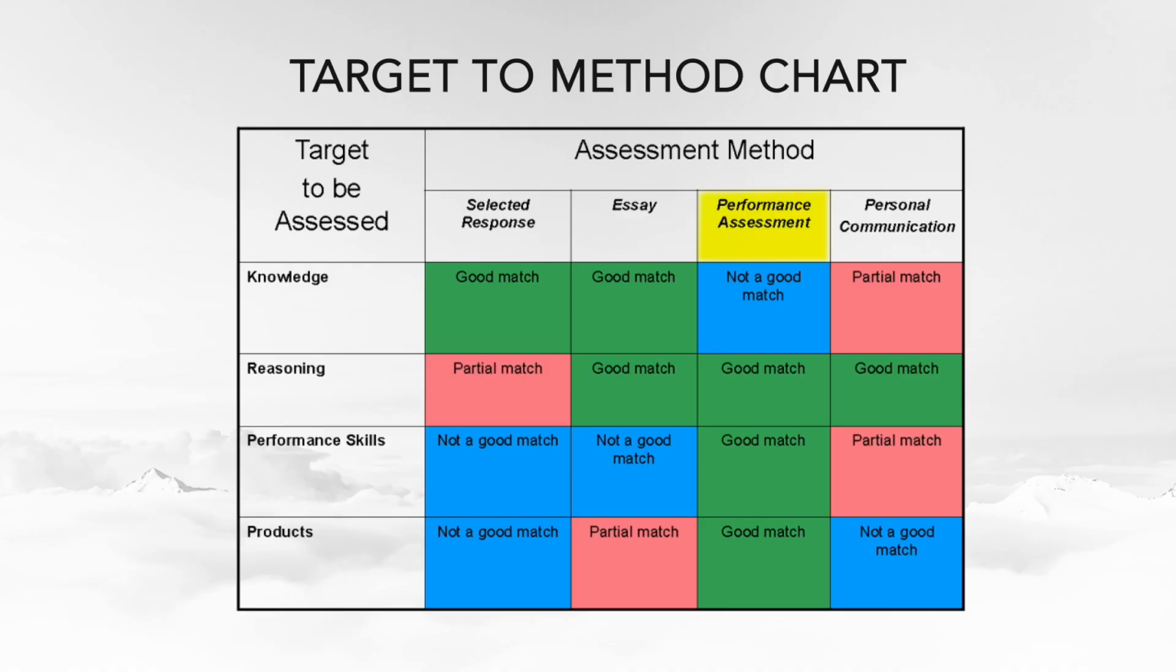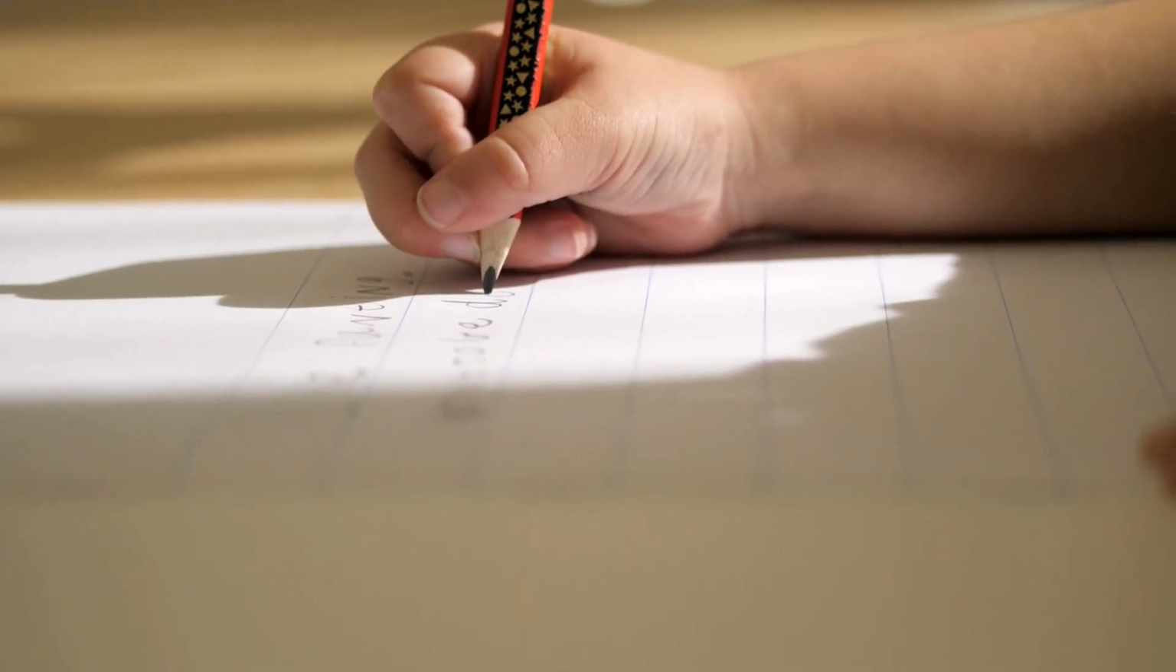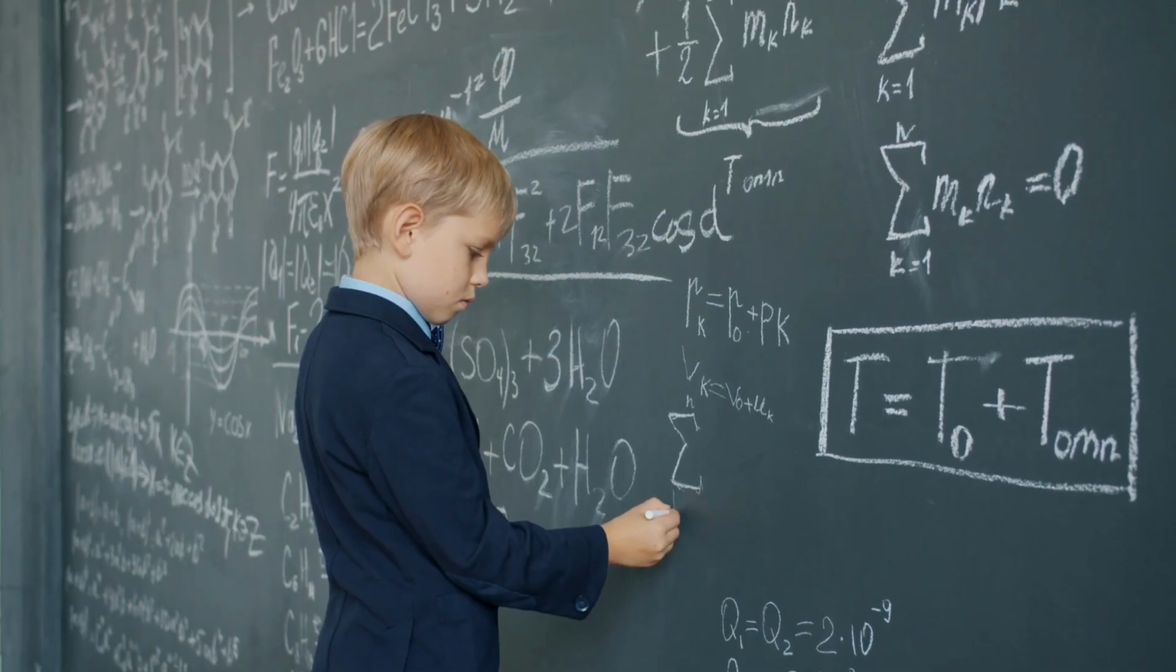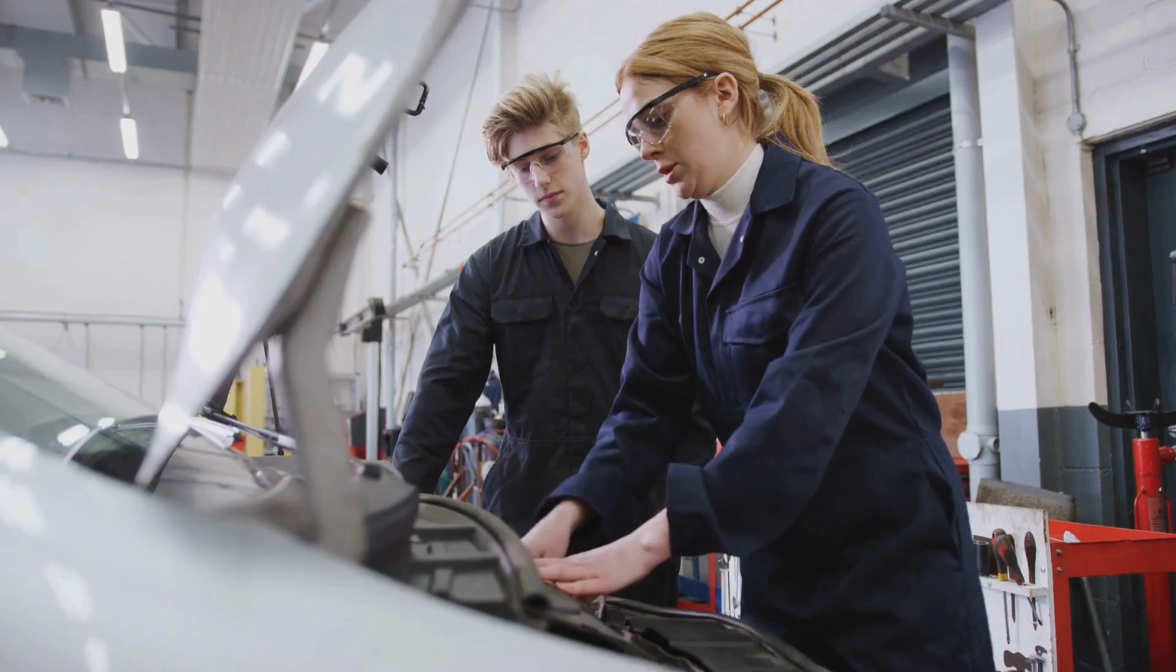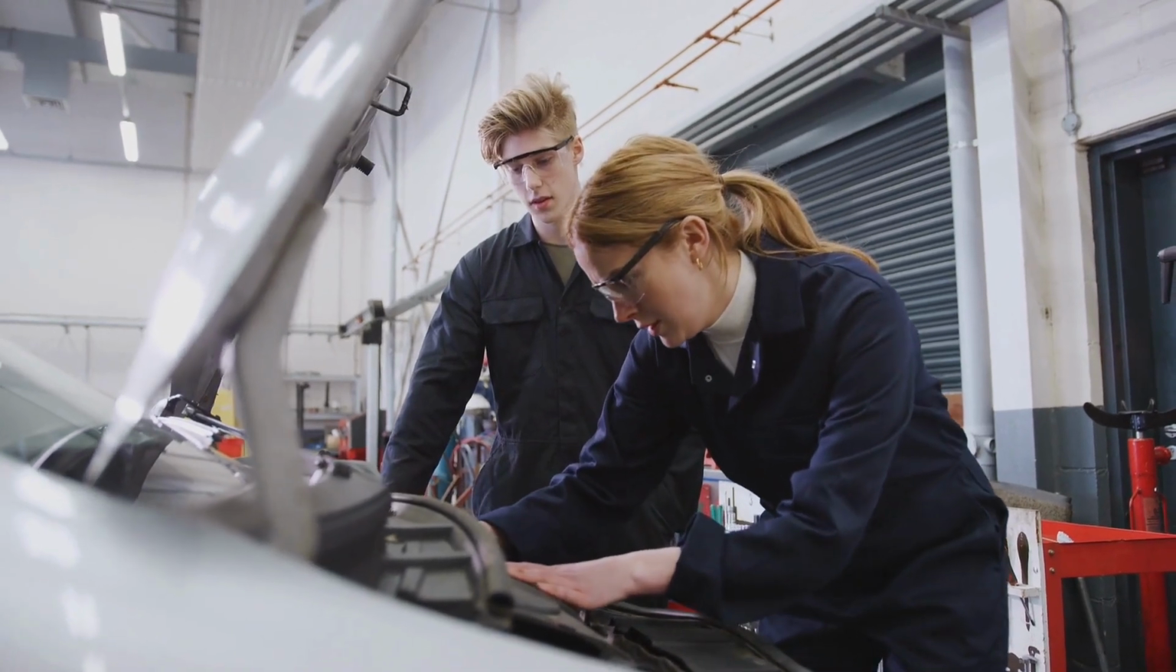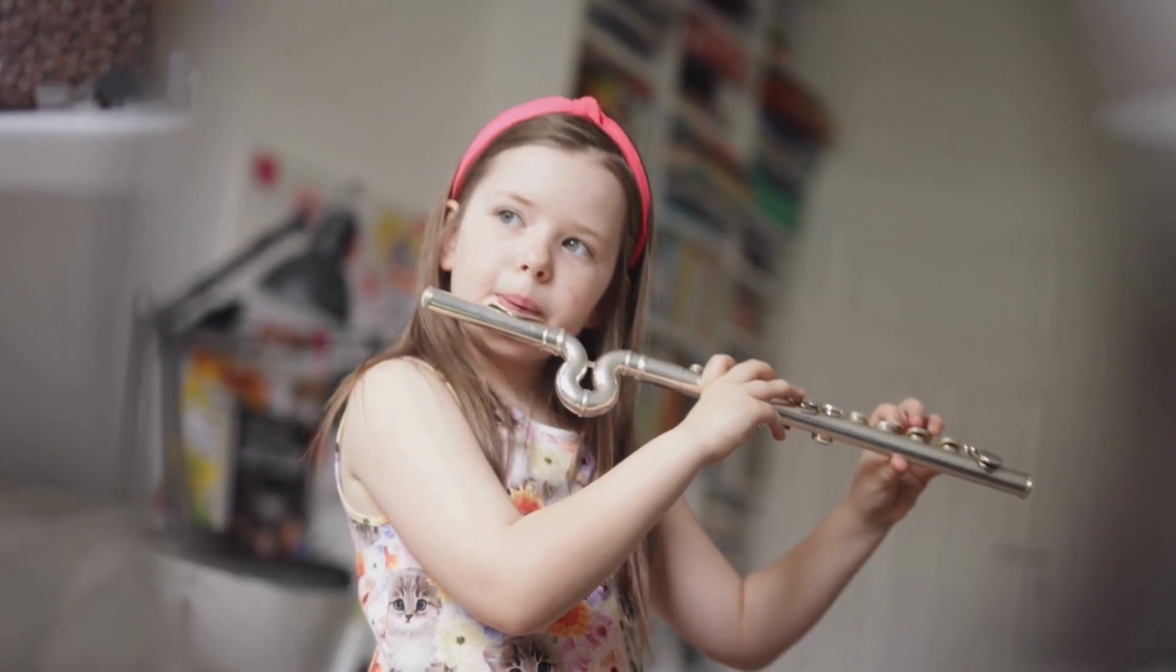I can have a performance task of a skill, where they might write a paragraph right in front of me, or they might solve a math problem on the board, or they might make an engine work. So that's a performance task of a skill. They actually get up and play the flute on the stage.